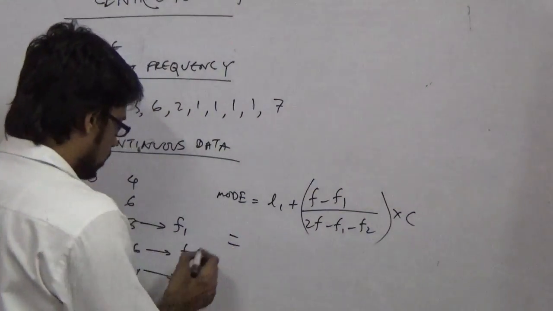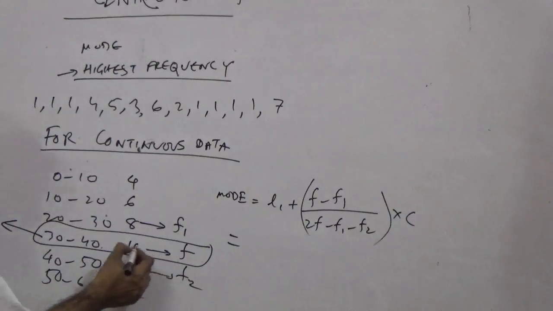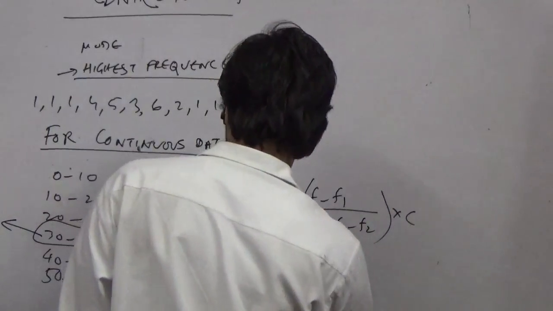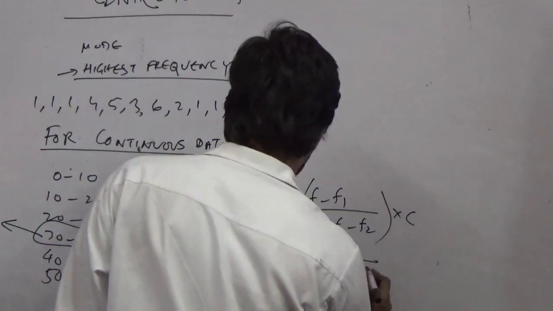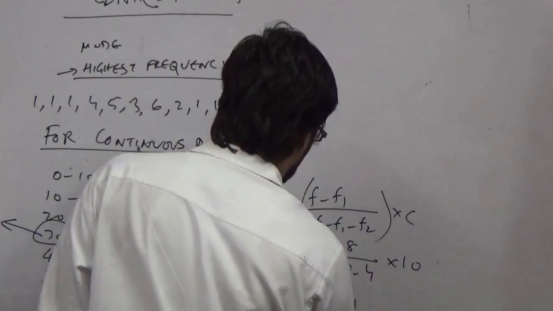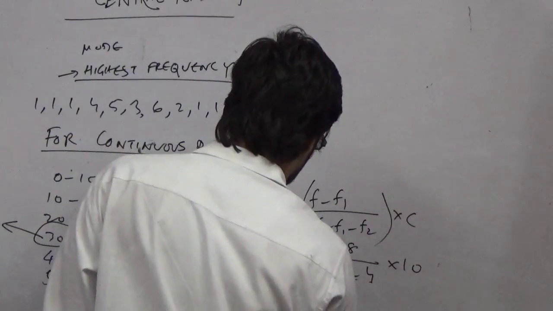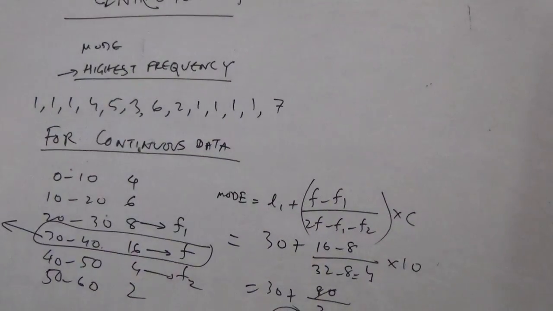So here, what is the modal class? This is the modal class, as we already discussed. This is L1 and this is F. So all your job is to put in the values. F, that is 16, minus 8, over 32 minus 8 minus 4, into C, that is 10. So 30, plus 80 by 20, that is 34. So simply 34 is the modal value.